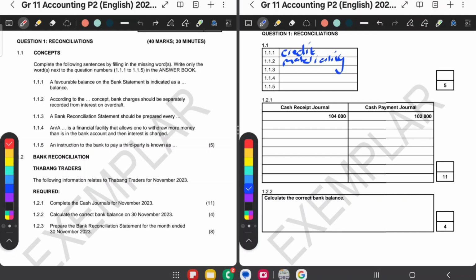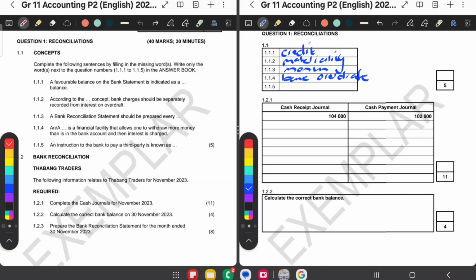Then next question, a bank reconciliation statement should be prepared every month. Okay, so that's monthly. Then a what, question mark, we don't know what that is, a financial facility that allows one to withdraw more money than is in your bank account, and then they charge you interest on this. This is an overdraft. So this is a bank overdraft.